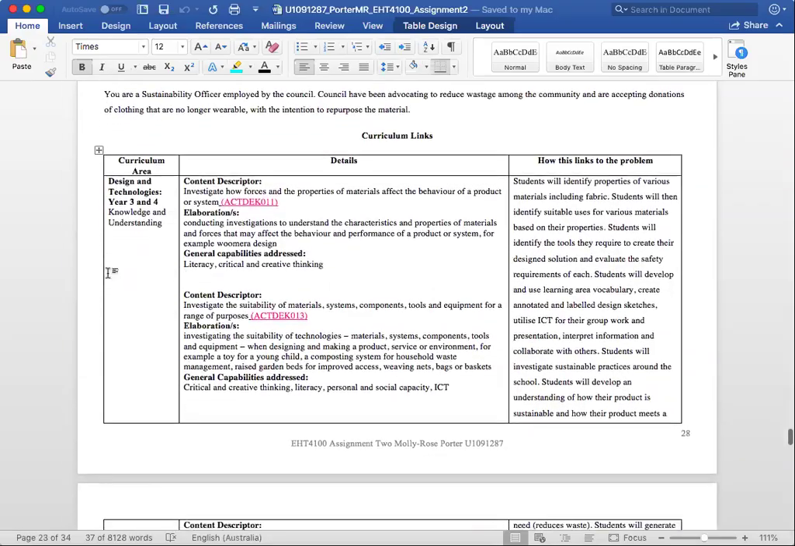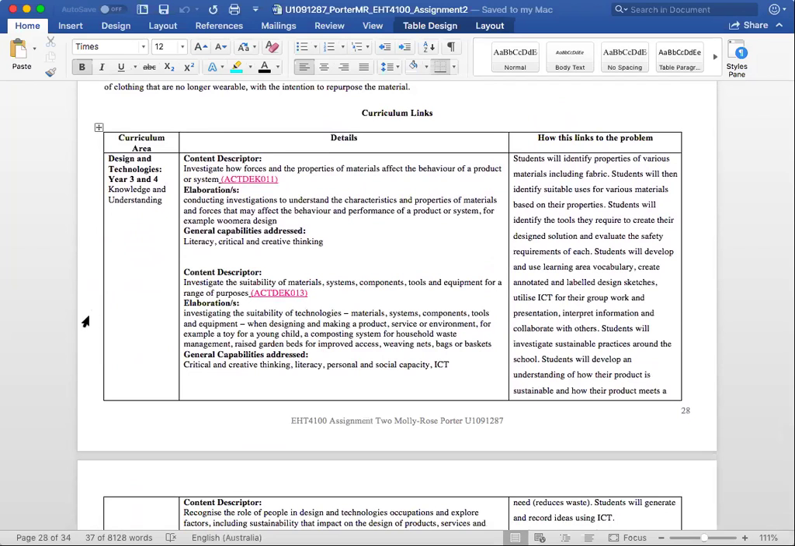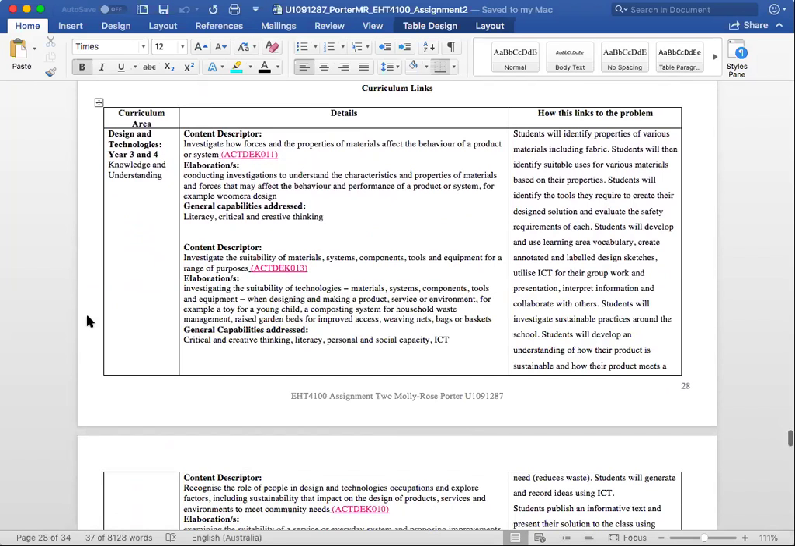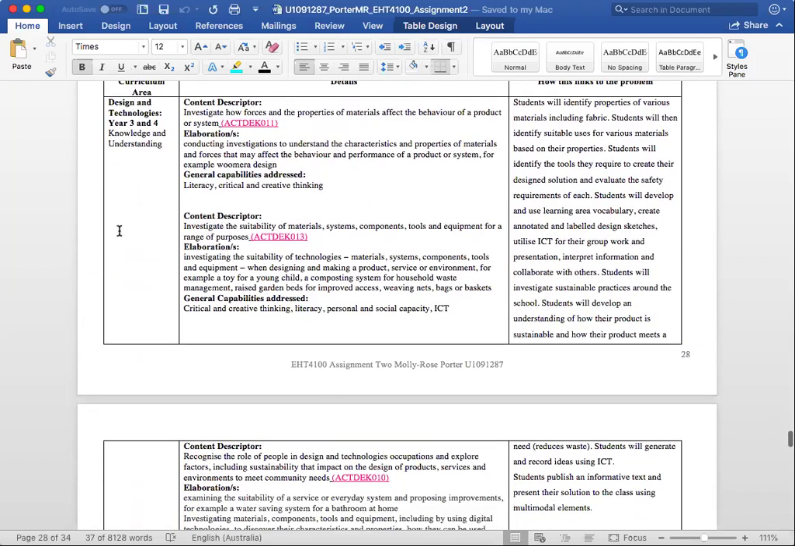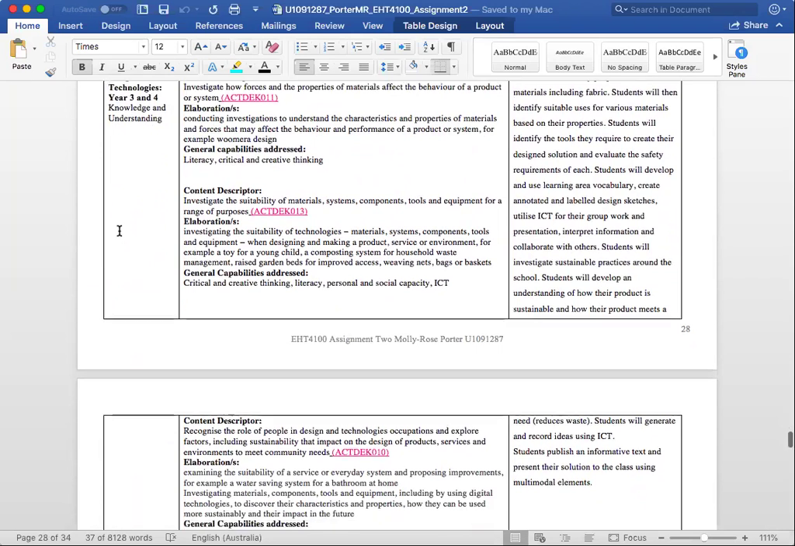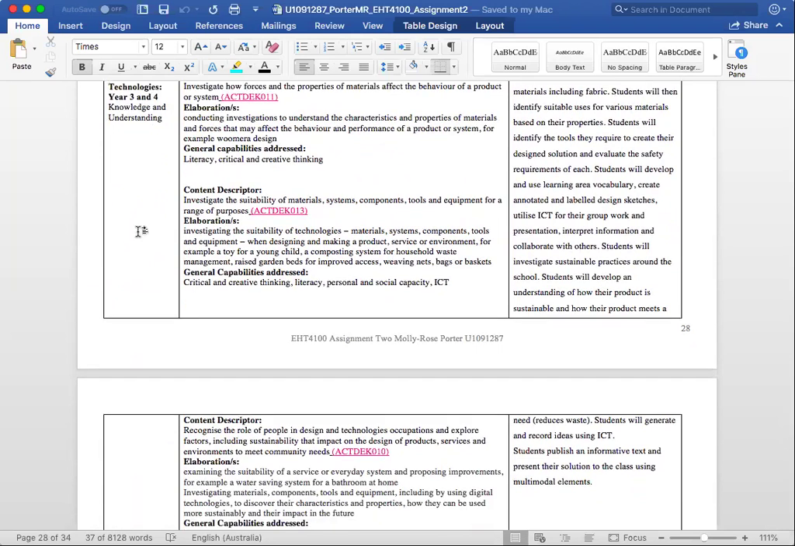This task further connects to knowledge and understanding in the design and technologies curriculum through the content descriptor: investigate the suitability of materials, systems, components, tools and equipment for a range of purposes. So the elaboration is students investigate the suitability of technologies, materials, systems, components, tools and equipment when designing and making a product, service or environment, for example, a toy.